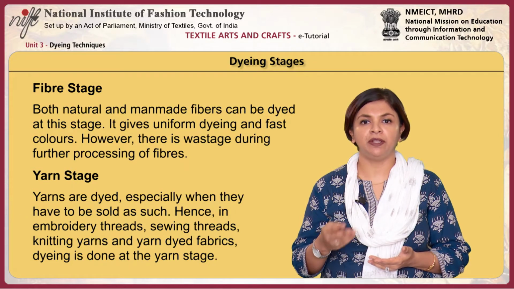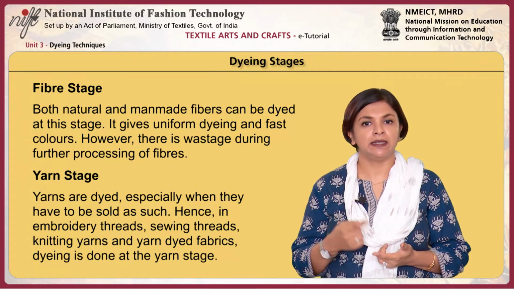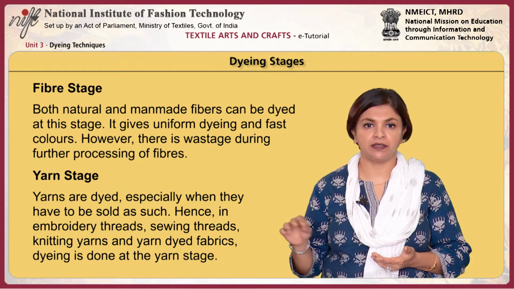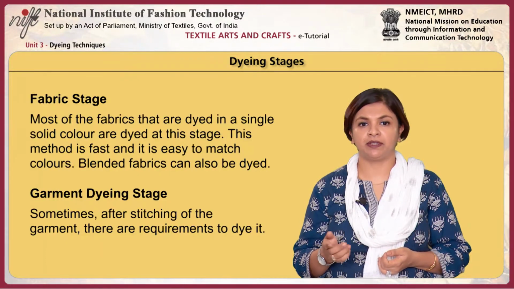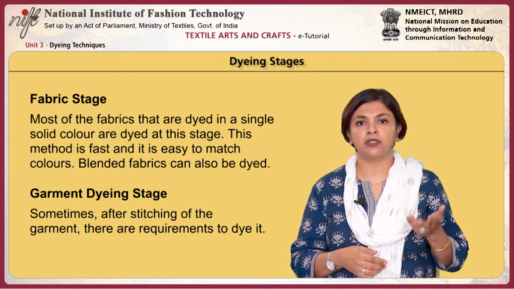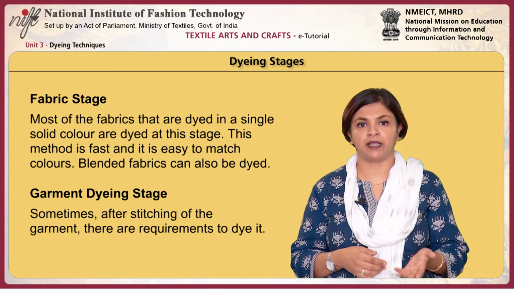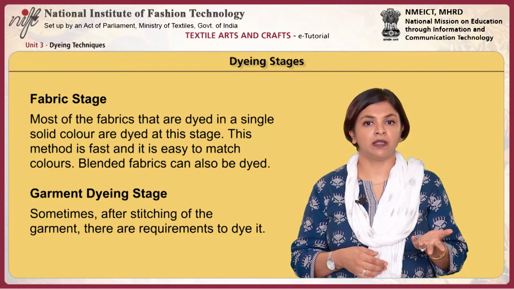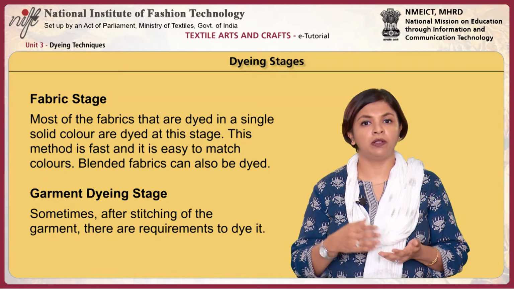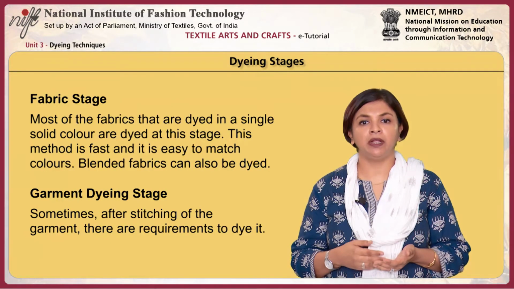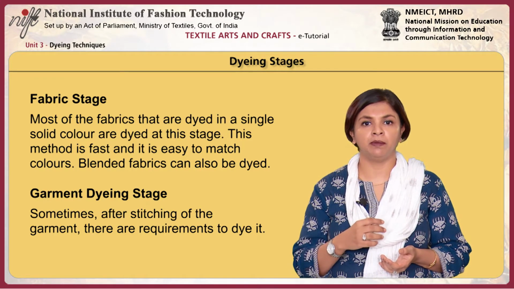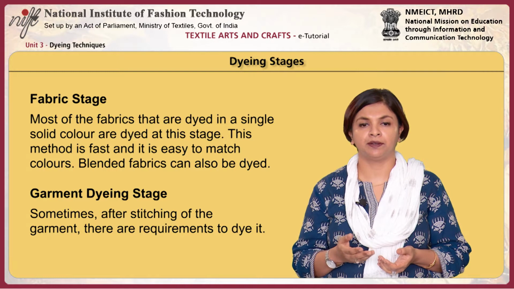Hence, in embroidery threads, sewing threads, knitting yarns, yarn-dyed fabrics, dyeing is done at the yarn stage. In the fabric stage, most of the fabrics that are dyed in a single solid color are dyed at this stage. This method is fast and is easy to match colors. Blended fabrics can also be dyed. During the garment dyeing stage, sometimes after stitching of the garment, there are requirements to dye it.